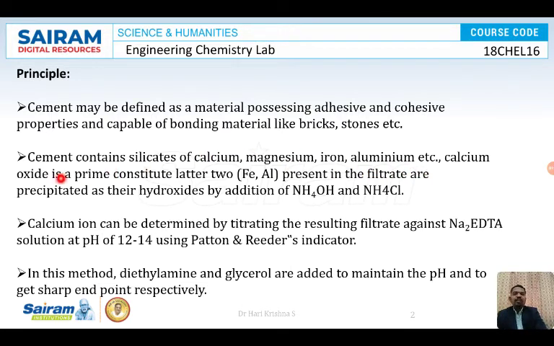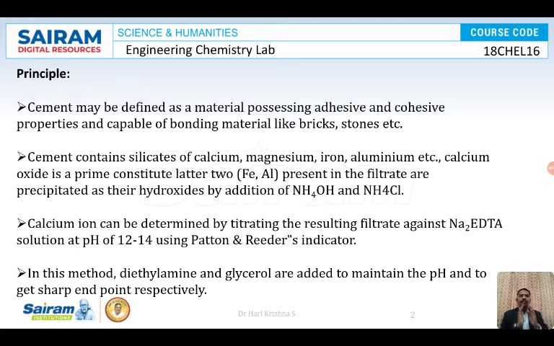Calcium oxide is the prime constituent, and the iron and aluminium present get precipitated as their respective hydroxides. How do we take it? We take 1 gram, or a known weight, of cement and dissolve it in acid. Later we add ammonium hydroxide, and the magnesium, aluminium and iron get precipitated. Then we add ammonium chloride, and the calcium and magnesium get converted to their respective chlorides.